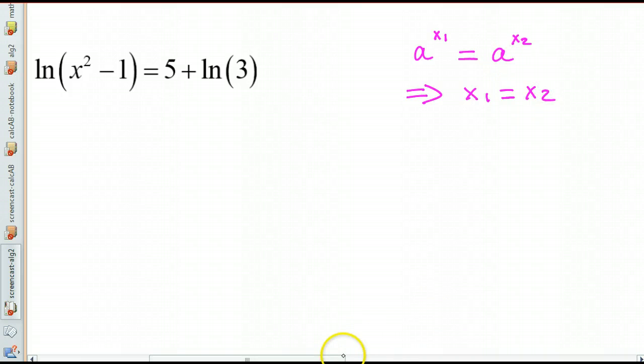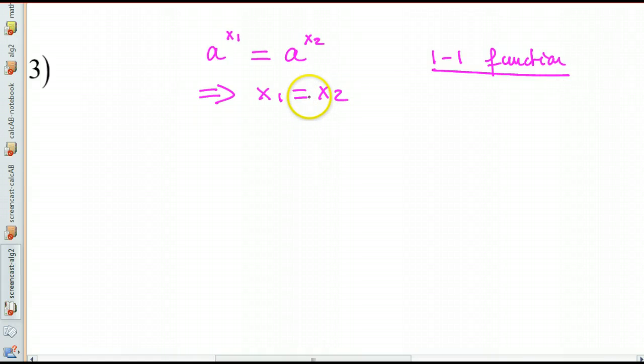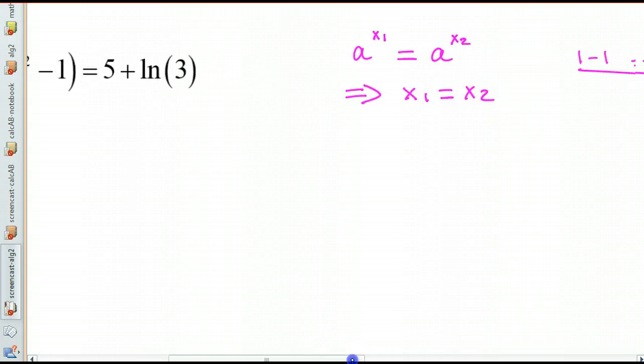And the reason for that is that an exponential function is what we call a one-to-one function. Outputs couldn't be equal if inputs were not equal, only because it's a one-to-one function. Well, we can use this property also for log. A log is the inverse function of an exponential. Therefore, a log is also one-to-one.